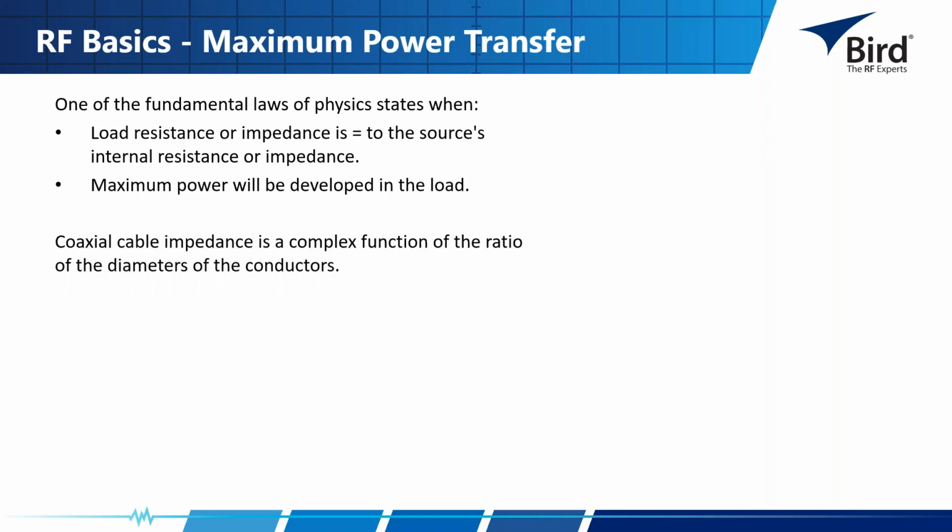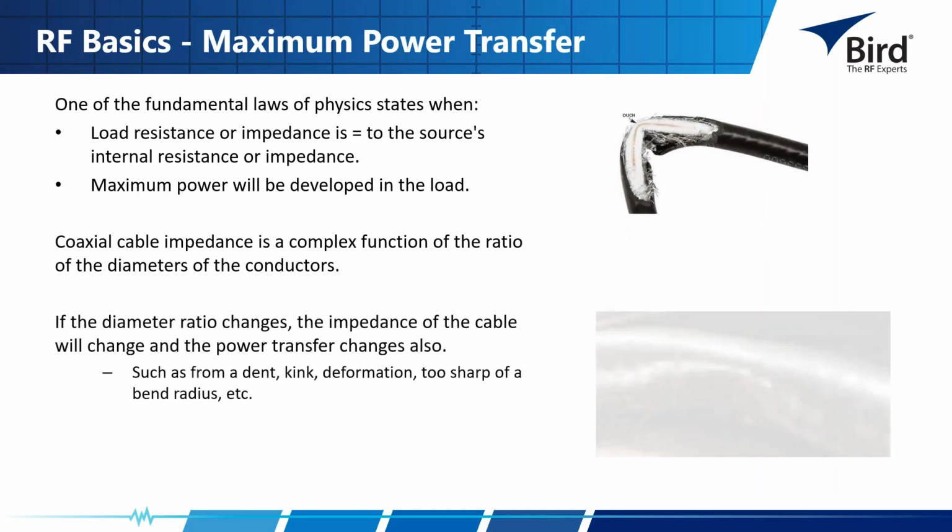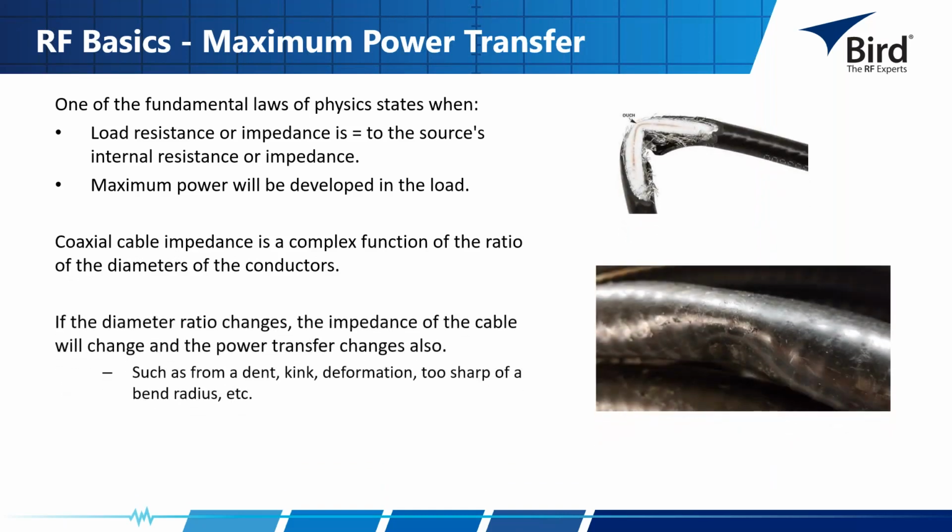Coaxial cable impedance is a complex function of the ratio of the diameters of the conductors. If the diameter ratio changes, the impedance of the cable will change and the power transfer changes also. Some of the things that will give us these changes are dents, kinks, any deformation of the cable, too sharp of a bend radius, etc.